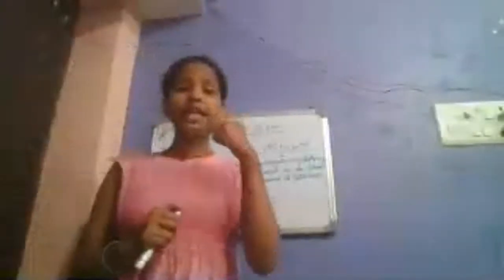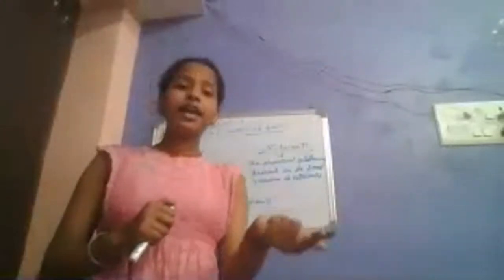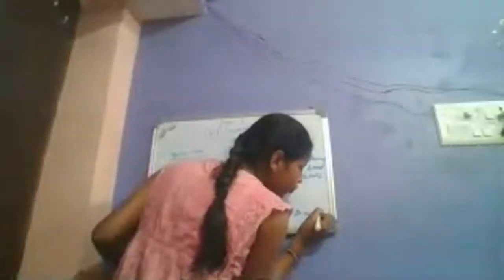If you are not able to see the board clearly, if the writing is opposite or laterally inverted, what you can do is write it in your copy while I am speaking, okay? Or you can make the speed of the video slow so that you can write it easily, okay? Ingredients. Now, ingredients are the raw materials used to make food, okay?